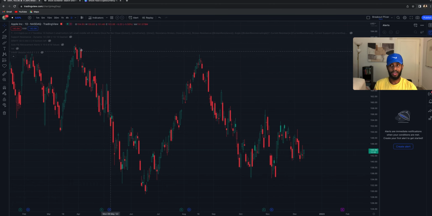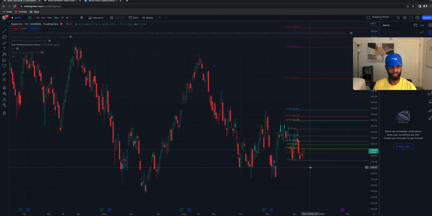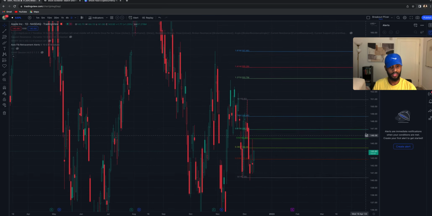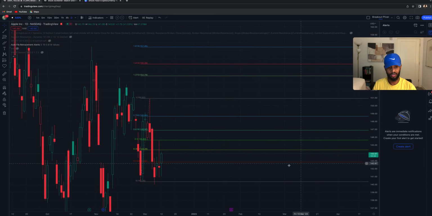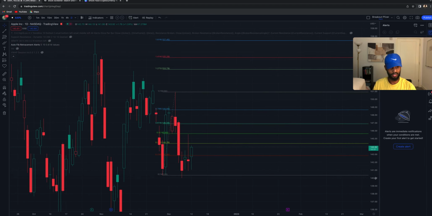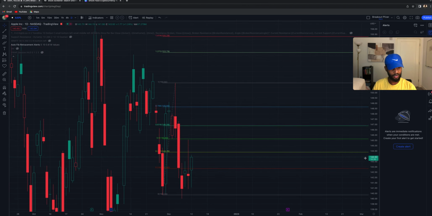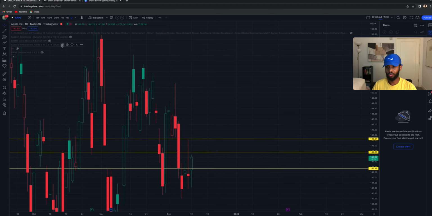Next, we find our Fibonacci levels. Any levels that are key to the price range that we are currently in. So we are at $143. So we'll use this Fibonacci level here, this one here, and maybe even this one above. And then we just turn that off, we hide it.